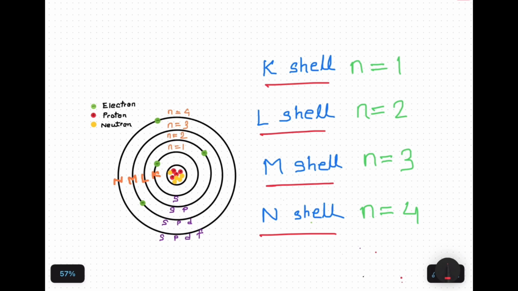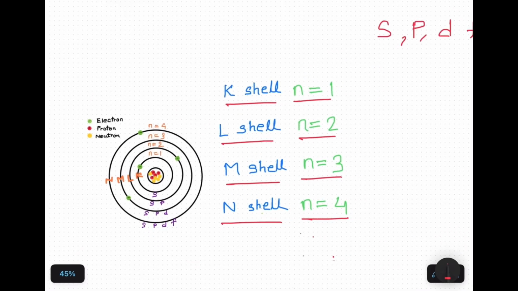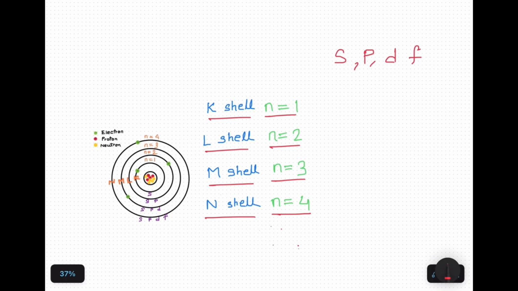And the principal quantum number n for K shell is n equal to 1, for L shell is n equal to 2, for M shell is n equal to 3, and for N shell is n equal to 4. Now, each shell is again divided into subshells and they are named S, P, D and F. Now, the K shell contains one subshell, that is S, and it is 1s.